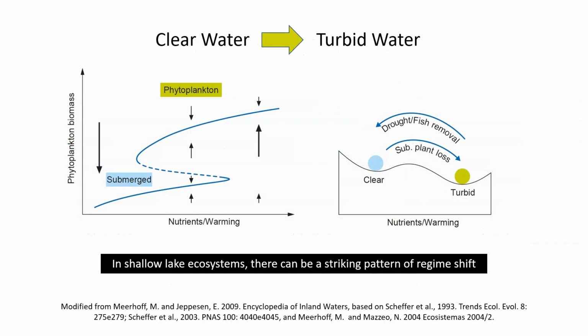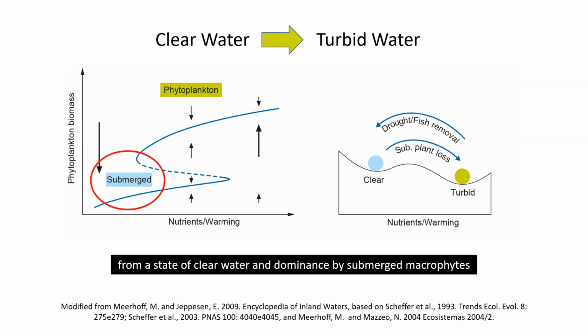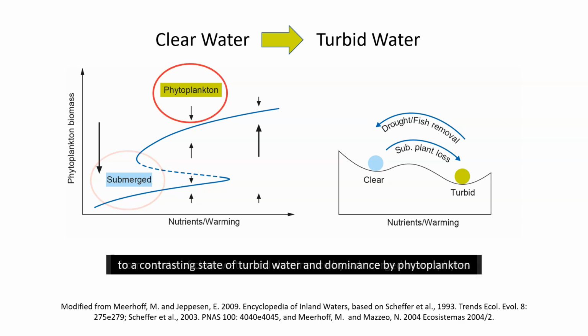In shallow lake ecosystems, there can be a striking pattern of regime shift from a state of clear water and dominance by submerged macrophytes to a contrasting state of turbid water and dominance by phytoplankton. Back to Professor Meerhoff, who describes some of the causes and consequences of these changes.